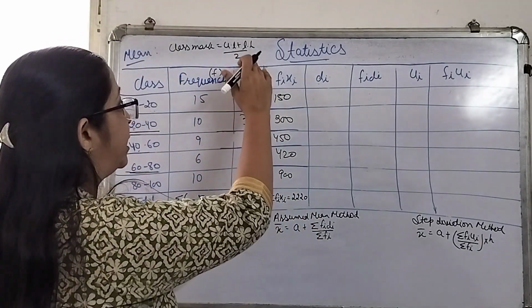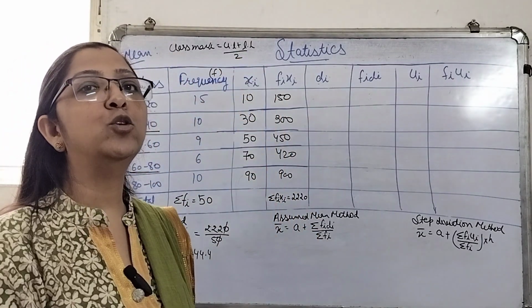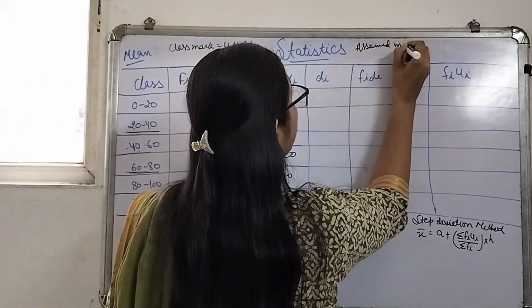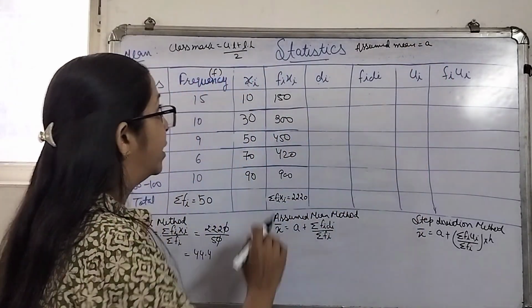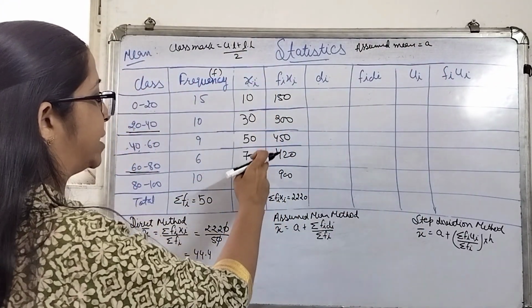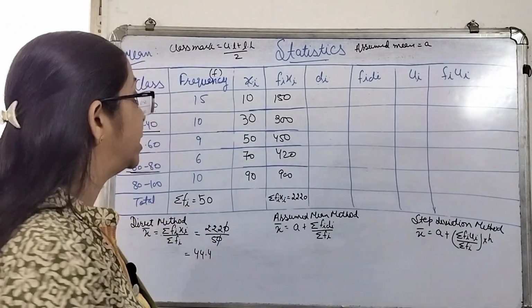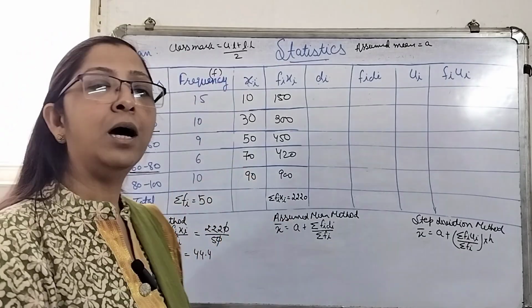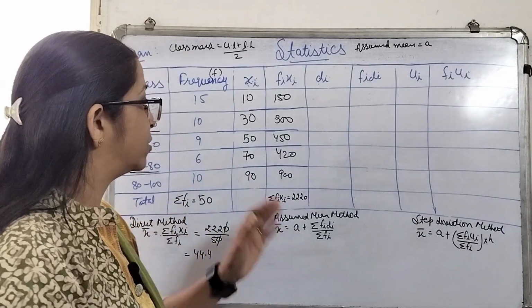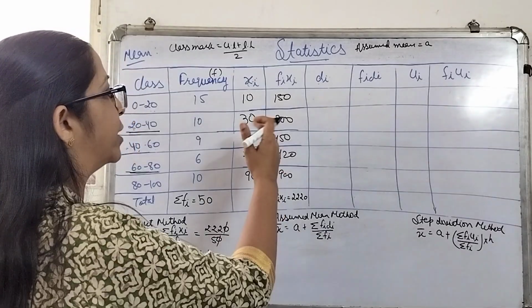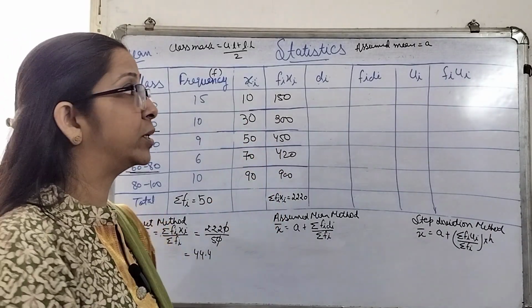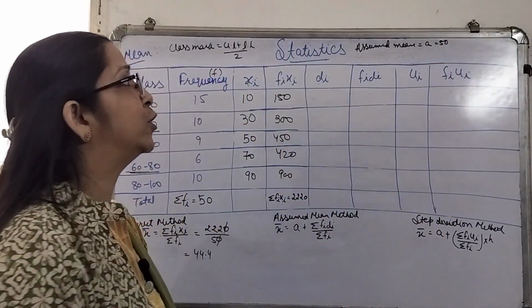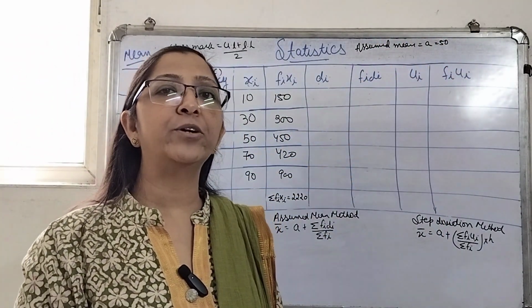So we assume any number out of these xi as the assumed mean. We assume any number from xi and it is represented by small a. From out of these only, from 10, 30, 50, 70, 90, we can take any number as an assumed mean, and generally we take the middle number. Although if we select any number, there won't be any change in the answer. The answer will be the same only. But for our convenience, generally we take the middle number only. So suppose over here we are assuming the mean to be 50. The value of a, that is your assumed mean, we assume to be 50.